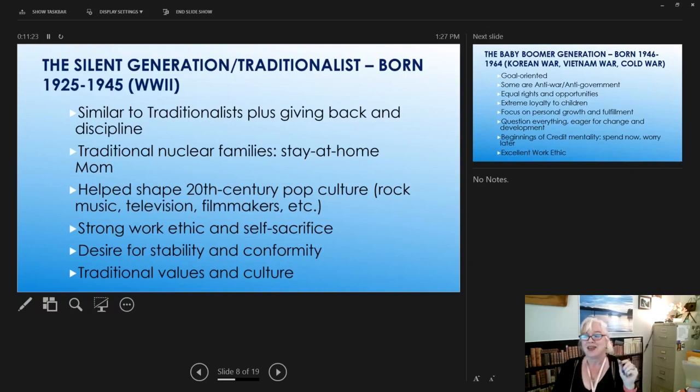Rock and television and film. Oh my gosh, what kind of influence did they make on film? But they had a very strong work ethic, same as the traditionalists, but they also wanted stability and conformity, and they were very traditional.